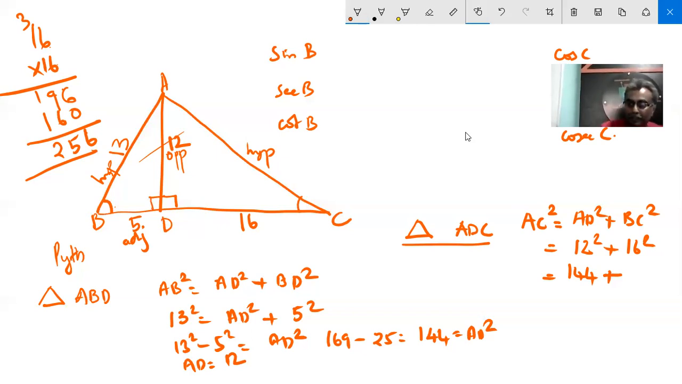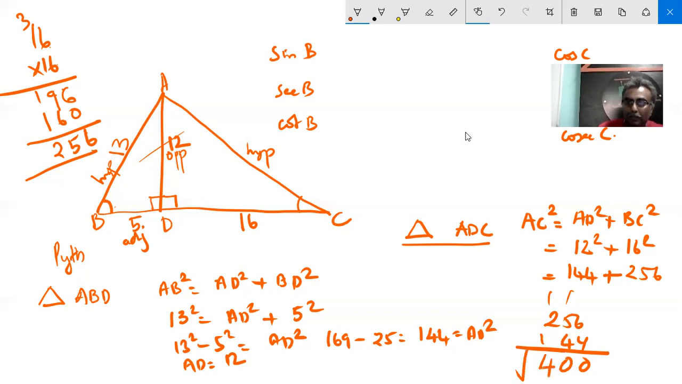16 into 16 is how much now? 256. Now what you are going to do? 256 plus 144. 6 plus 4, 0, 10. 5 plus 4, 9. 9 plus 1, 10, correct. 2 plus 1 and plus 1, 4.